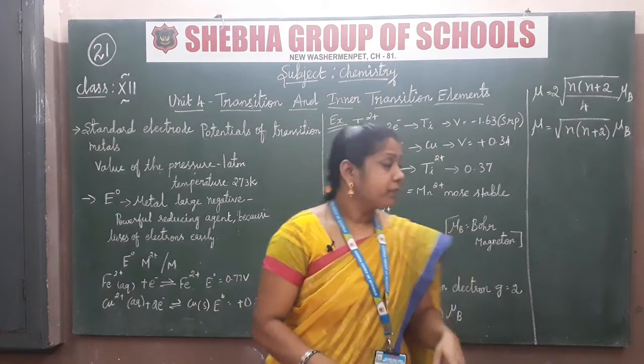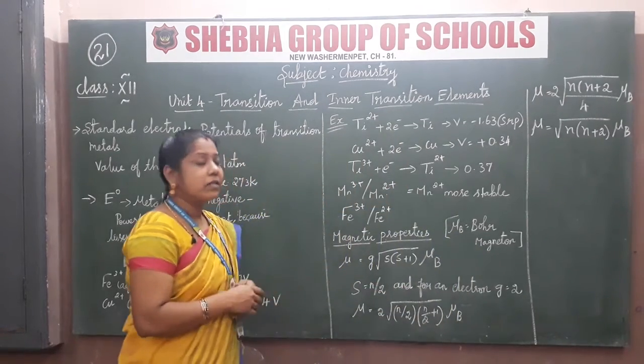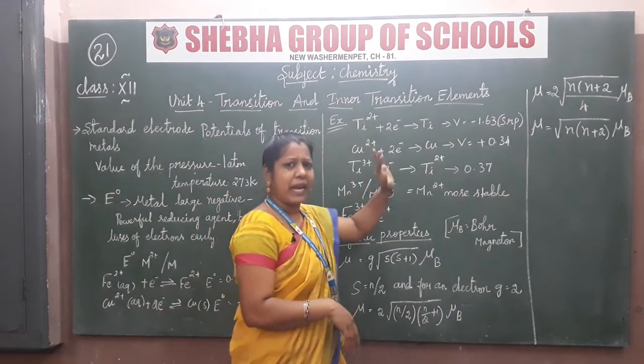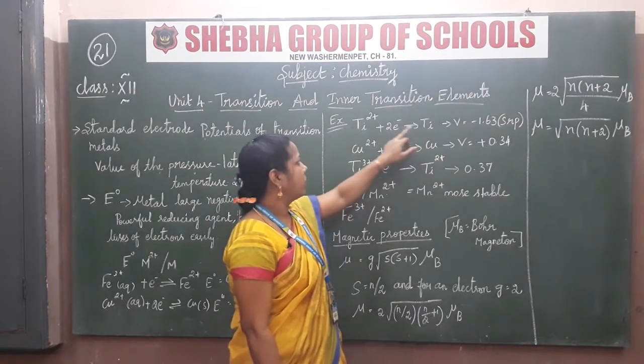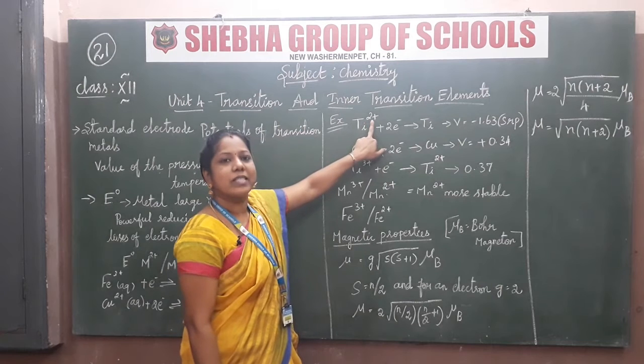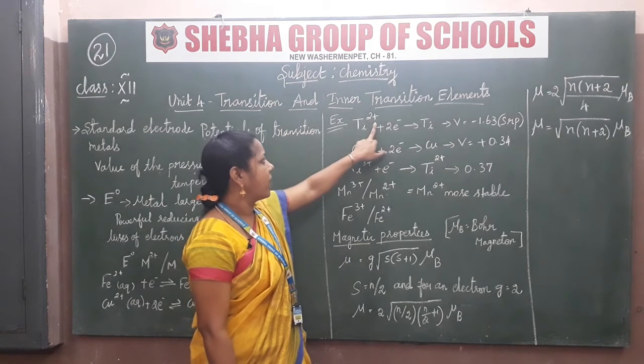Okay, and moving on to this example for titanium. If titanium gains 2 electrons, we get pure titanium, which means the oxidation number goes from 2 plus, and 2 minus for the electrons.